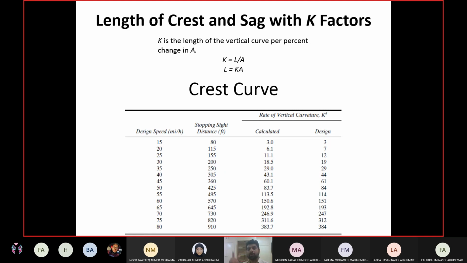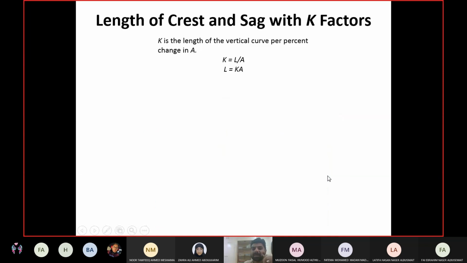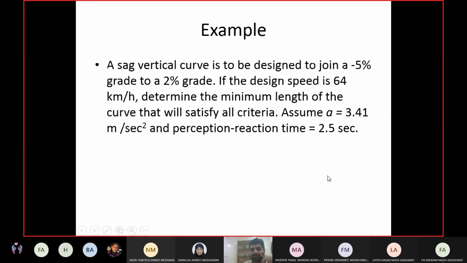So whenever you round up for K, they have already done it. So I will just simply take the design value. When I'm using the table, I will just simply use the last column. Okay, that's it. You don't have to worry about what they have done. You know the design speed, you get the K value. The same thing is done for the sag curve as well.